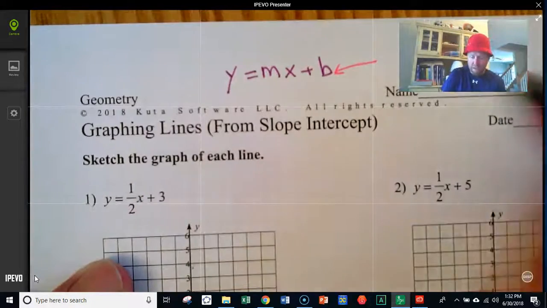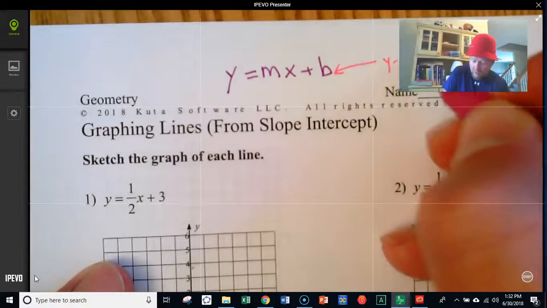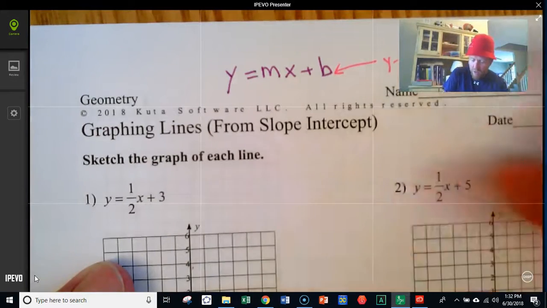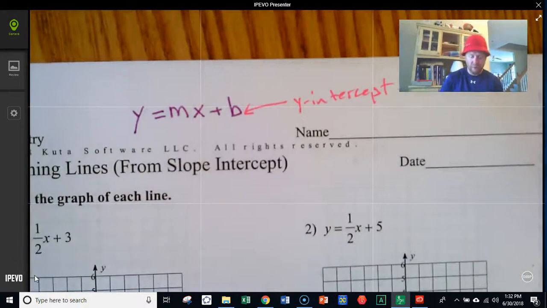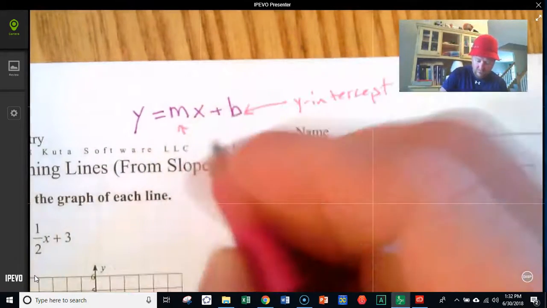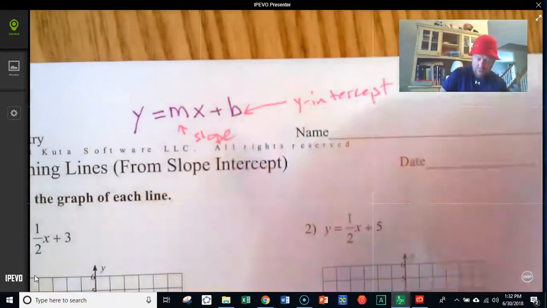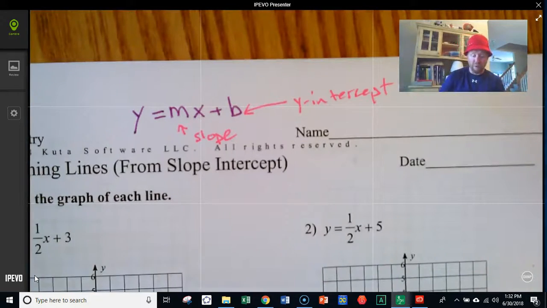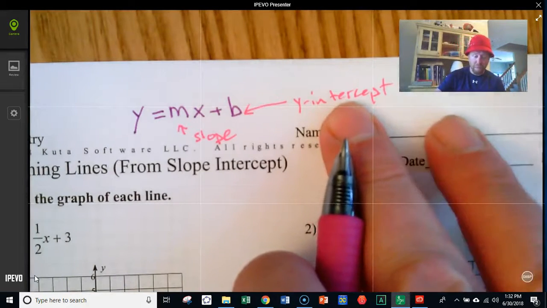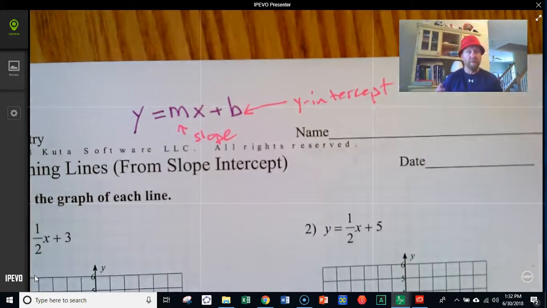whatever number is here for b, that is the y-intercept, and whatever number here is for m is the slope. All right? So the method here will be to graph the y-intercept first, and then use the slope to graph the remaining points. Much like when we were graphing lines from intercepts, we'd graph the 2 points, and we'd use the slope between them to plot more points. Well, here we're just going to have 1 point, and we'll have that slope to plot more points.